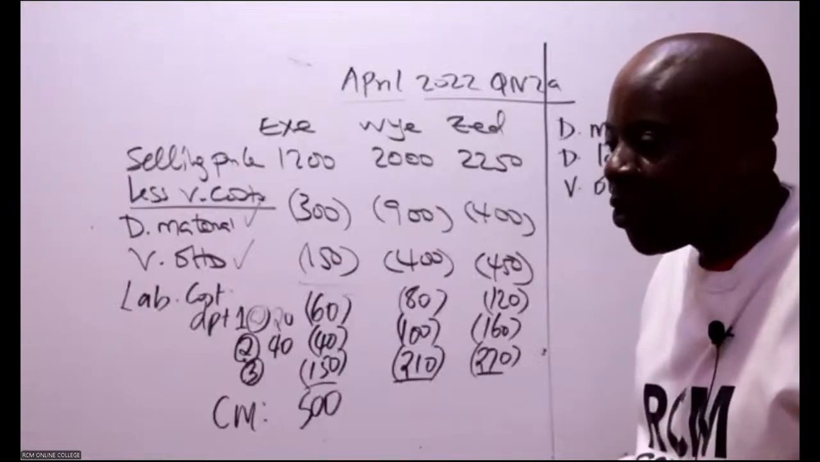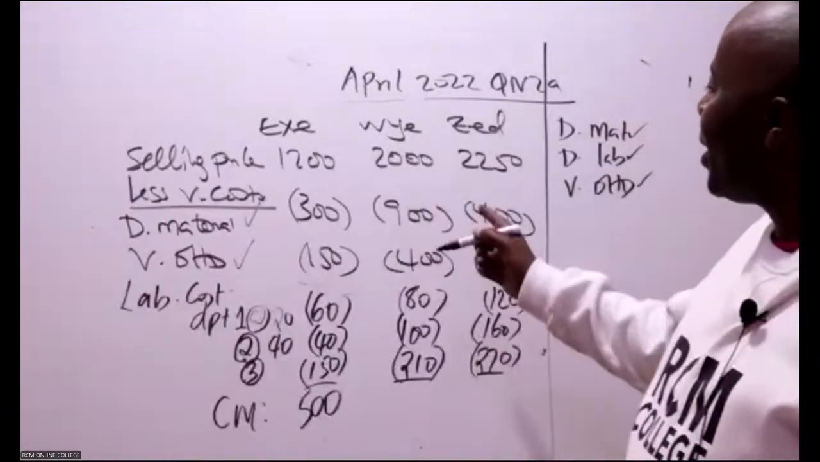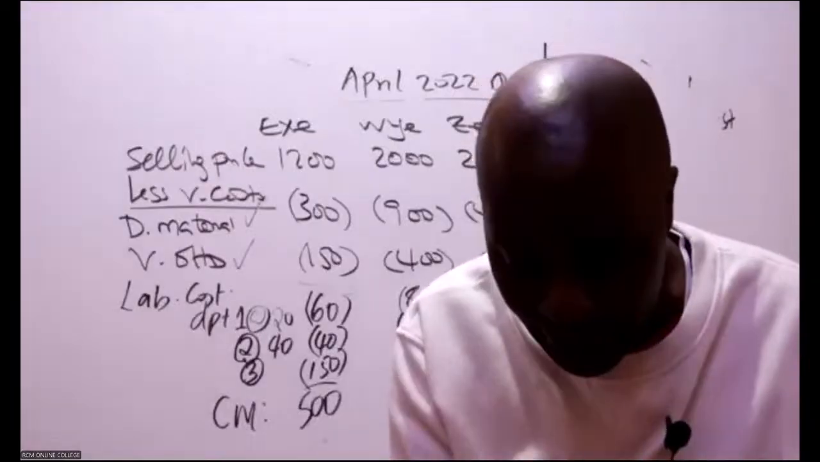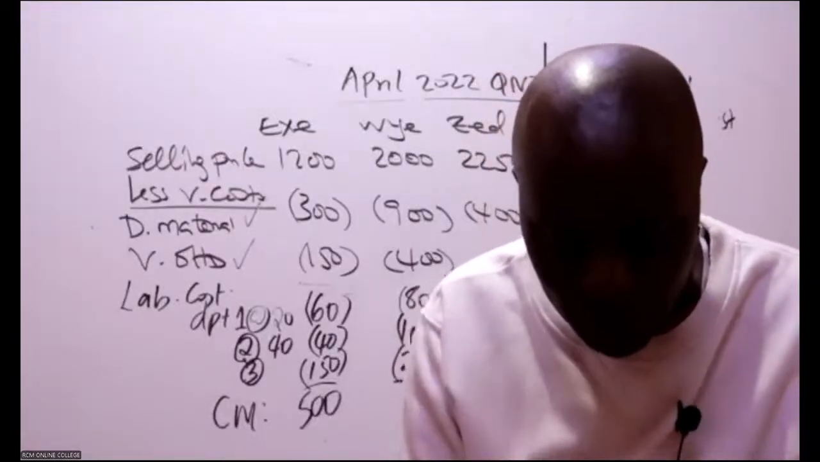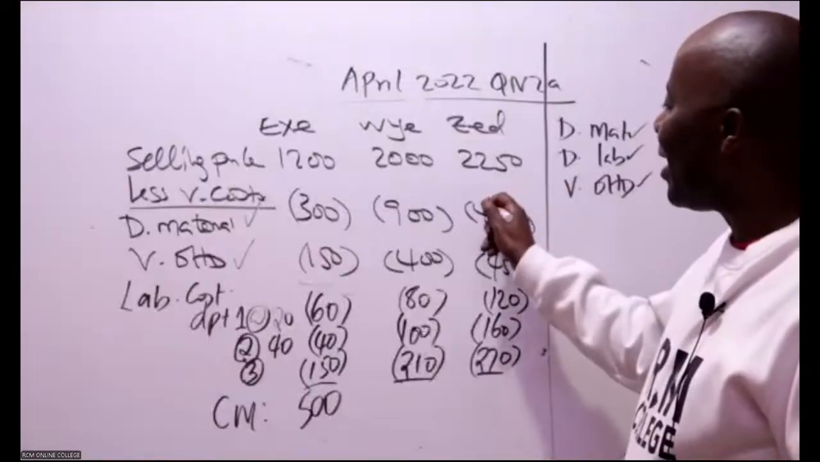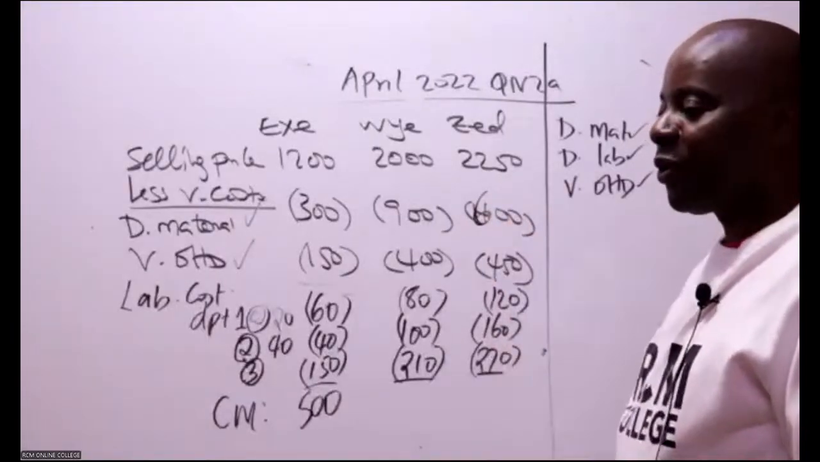Direct material for Z, they're saying is wrong. Thanks for that. Let's see. Yeah, I don't know where I got 400 from. It's supposed to be 600. Thank you so much. It's supposed to be 600.